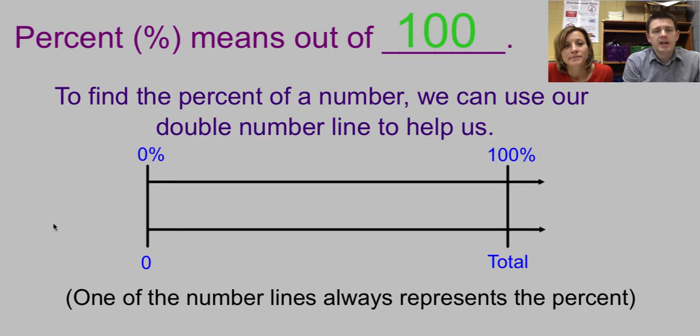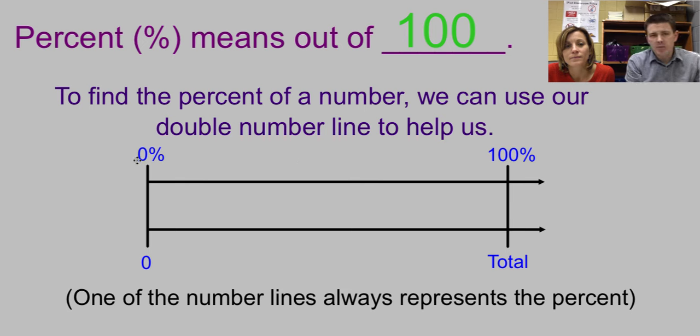All right, today in class we talked about using a double number line to represent something happening in a rate problem. Today we're going to do that involving a percent instead. So percent we know means out of 100. So we're going to use a double number line. One line of our double number line is always the percent.